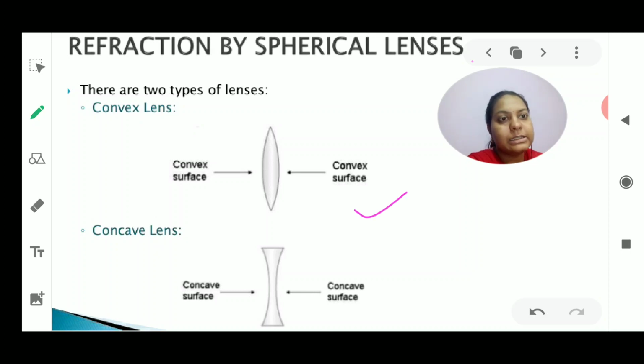So one is this lens and the second one is the next lens, and you could see the names of these lenses are also written here. That is, one of these is a convex lens and another one is a concave lens.